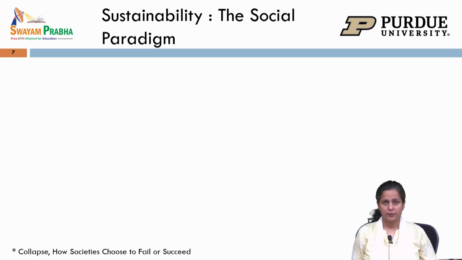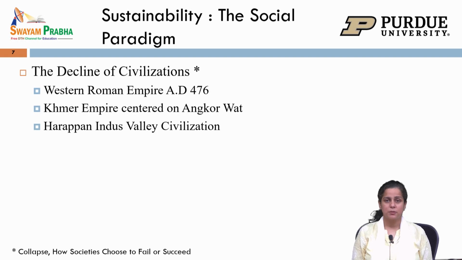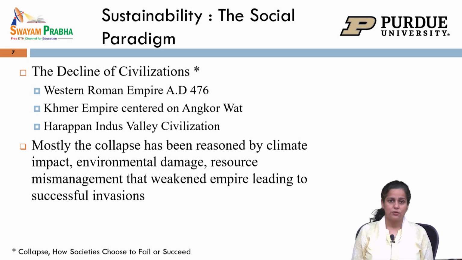The next one is the social paradigm. When we think about some of the civilizations that were really advanced in the past but declined, examples are the Western Roman Empire, the Empire of Angkor Wat, and the Harappan Indus Valley civilization, which is very close to India. These civilizations flourished and were very well functioning societies. However, they have completely gone extinct and collapsed. If you read the literature, you would see that the collapse has mostly been attributed to climate impact, environmental damage, and resource mismanagement that weakened the empire, leading to successful invasions.